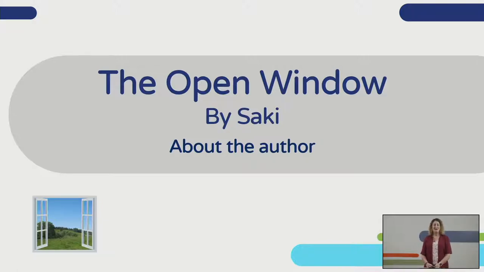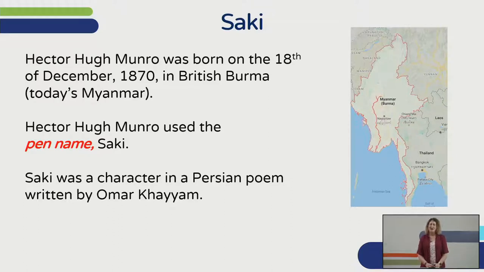Let's first learn a bit about the author. Saki's real name was Hector Hugh Monroe. He was born on the 18th of December, 1870, in British Burma, today's Myanmar. It's north of Thailand if you ever go there. Hector Hugh Monroe used the pen name Saki. In other words, that was the name that he used when he wrote his stories.